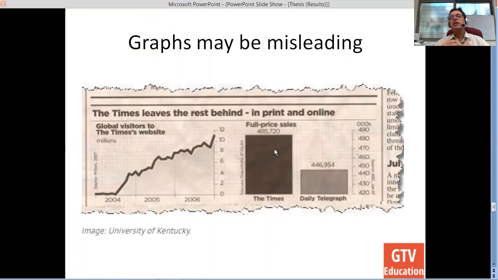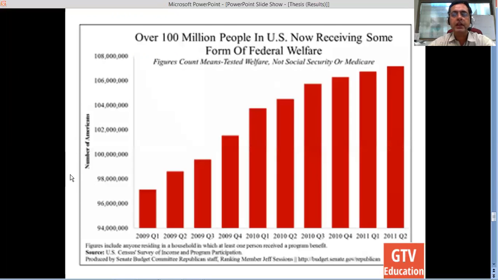It's showing you that almost the Times magazine sale is double that of the Daily Telegraph, but the actual values are not showing you that particular trend. So the bar here is a poor choice for this particular data.